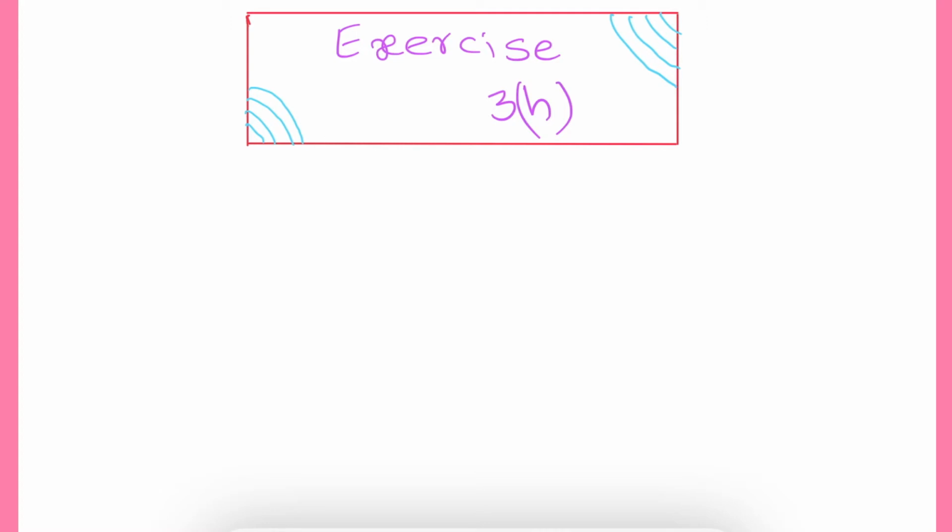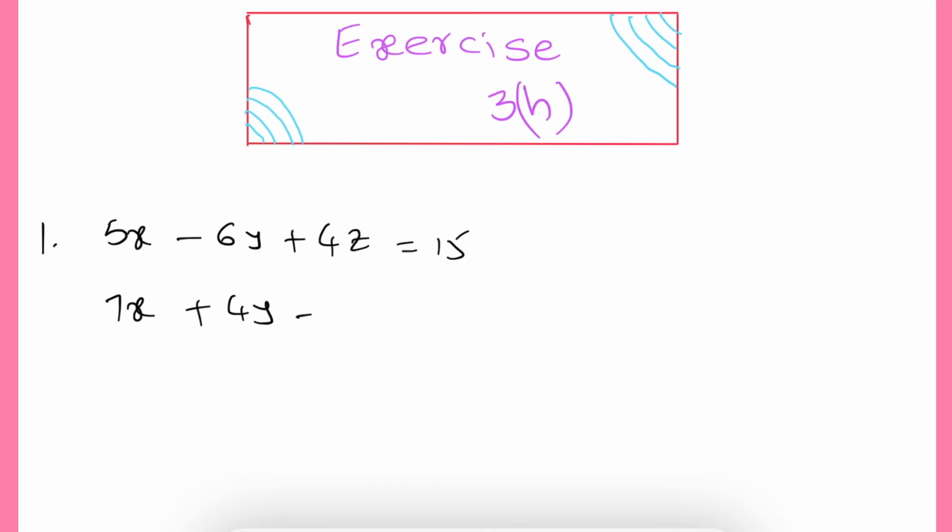So, the first question, if we observe, three equations were given. 5x minus 6y plus 4z equals 15. And the second equation is 7x plus 4y minus 3z equals 19. And the third equation is 2x plus y plus 6z equals 46.